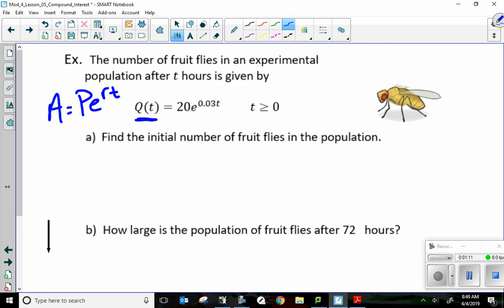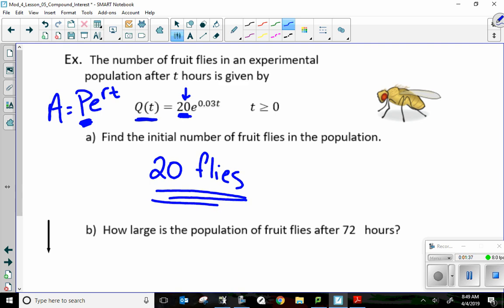So the question for A is: find the initial number of fruit flies in the population. Well, this is my initial investment or initial number. So if I look at my equation, that would be this number right here. So 20 is the initial number of fruit flies. We'll say 20 flies. All right, good to go.